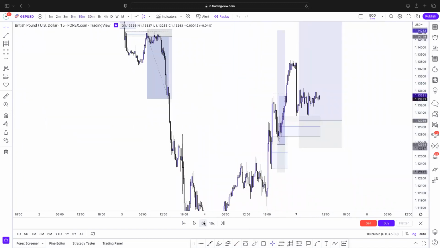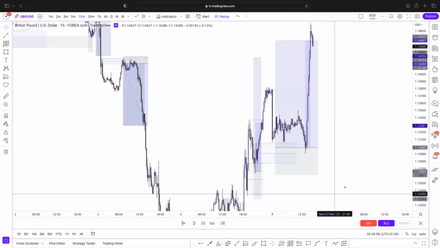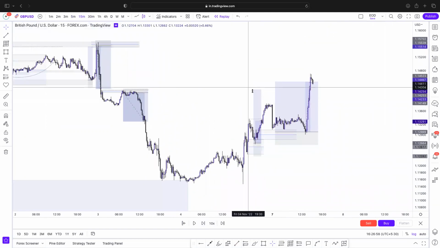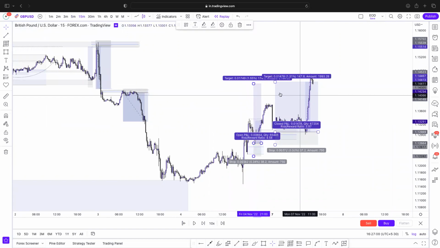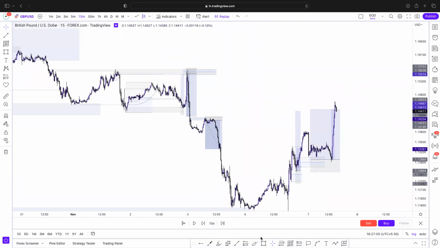We will wait for it, if we get tagged in or not. We are tagged in, and you can just see here we hit our TP in this 4%, 4.5%. If you want, you can hold this one trade up till this.